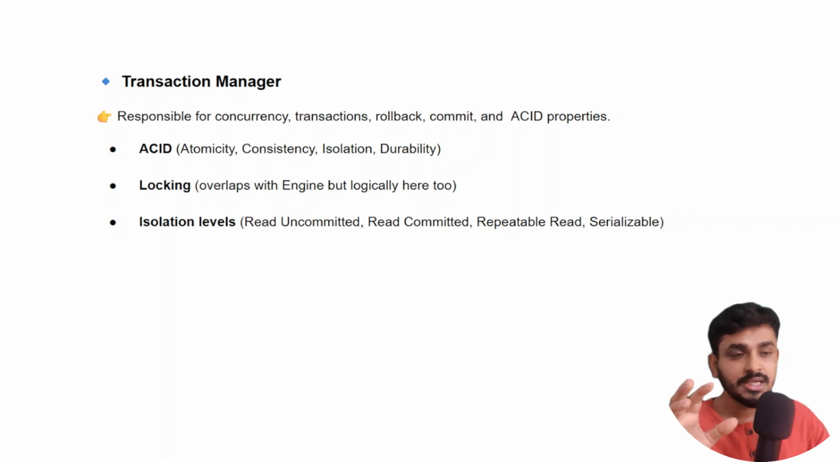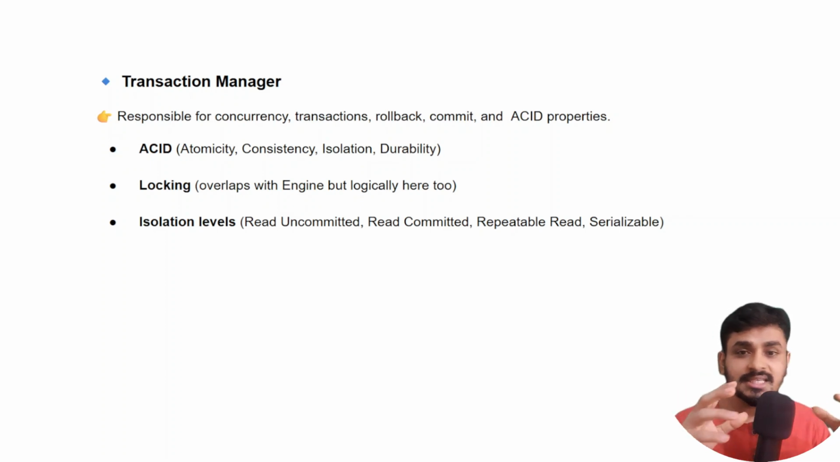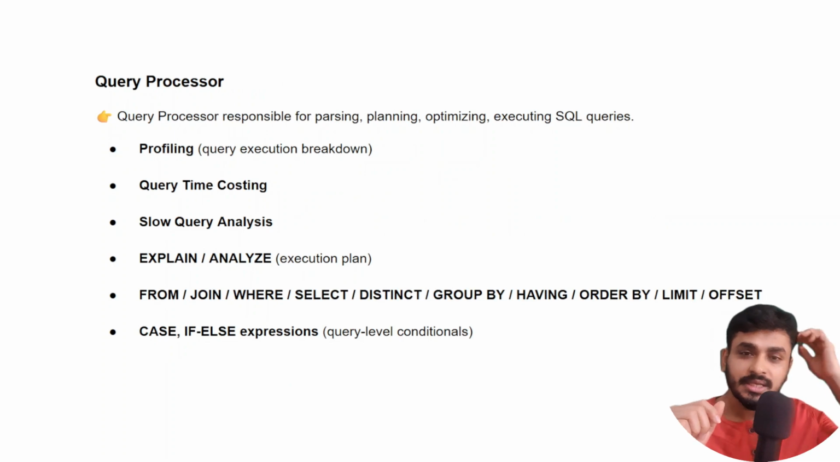Concurrent users, how many users access the database at the same time, concurrency. This is a crucial one, handled by the transaction manager. And atomicity, ACID compliance: atomicity, consistency, isolation and durability, very crucial and important topics, we will learn them in detail. Okay, this is the responsibility of the database transaction manager. And next one is query processor.